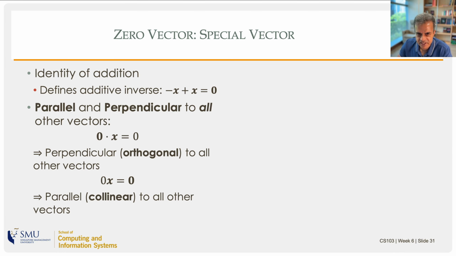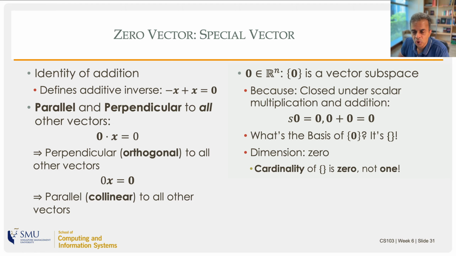Any vector can be scaled by 0, a scalar number, to get the 0 vector. So it's parallel to all other vectors too. It lies literally on all other vectors. It's the origin. Now we know that in any R^n, the 0 vector as a set would be a vector subspace because it's closed under scalar multiplication and addition. Scale the 0 vector by anything, you get the 0 vector. Add two 0 vectors, you get the 0 vector.